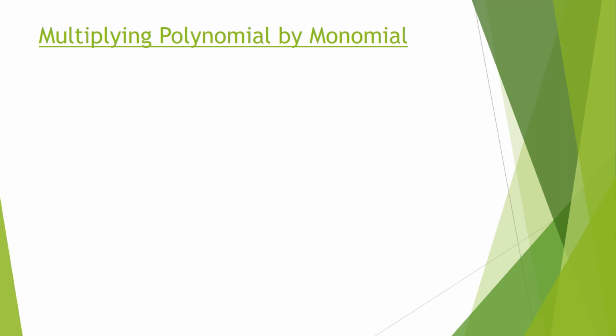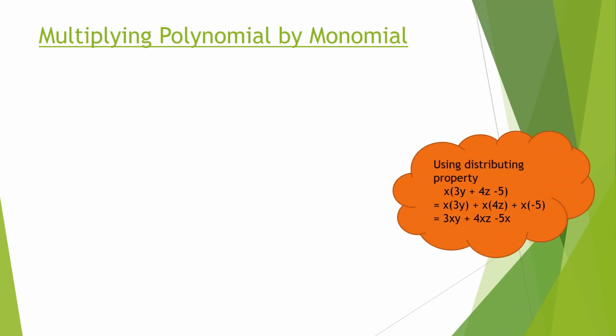Let's do multiplying a polynomial by a monomial. So remind yourself with the distributive property: if I have x here, I'll multiply it inside the bracket, so it will be distributed to each term inside the bracket. So it's x times 3y, x times 4z, and x times negative 5. So 3 and x times y will be 3xy, then 4 x and z, xz, then negative 5x.